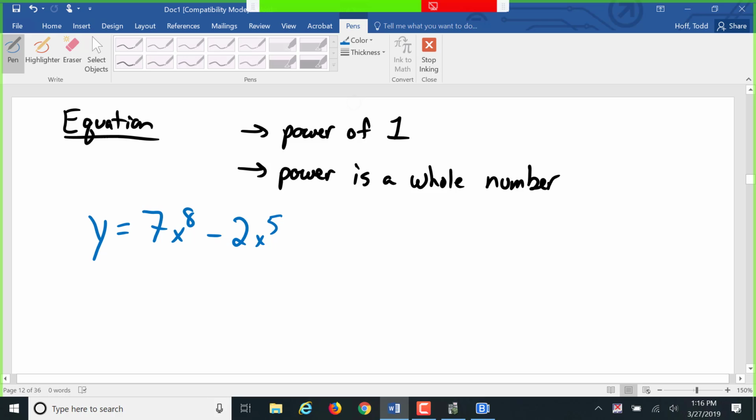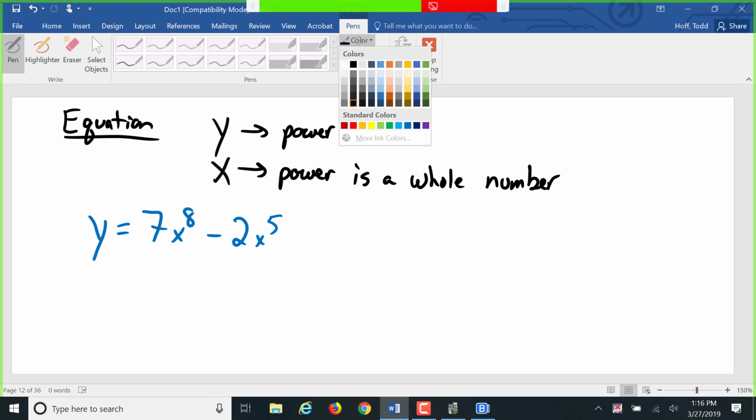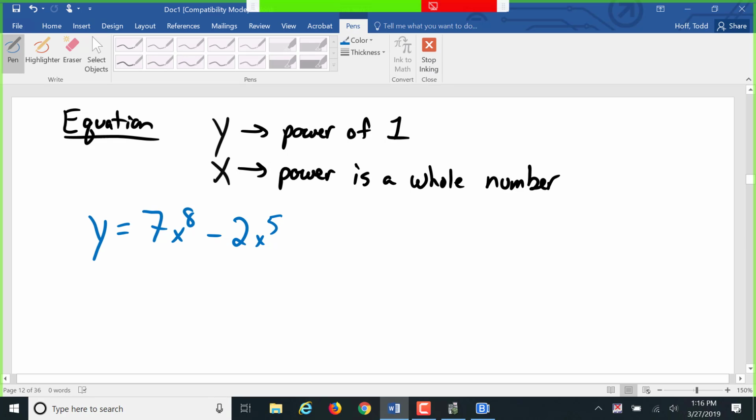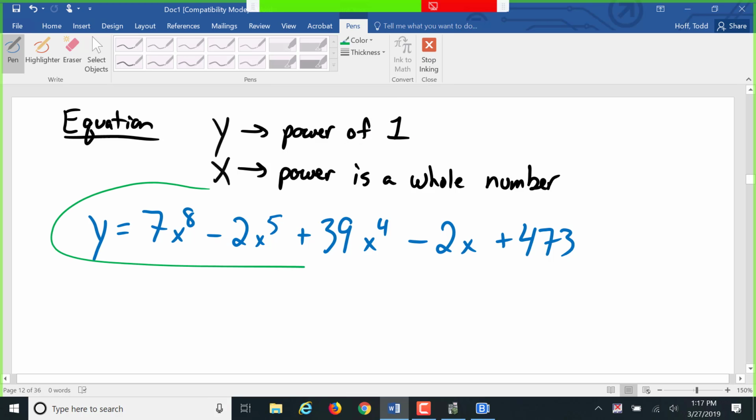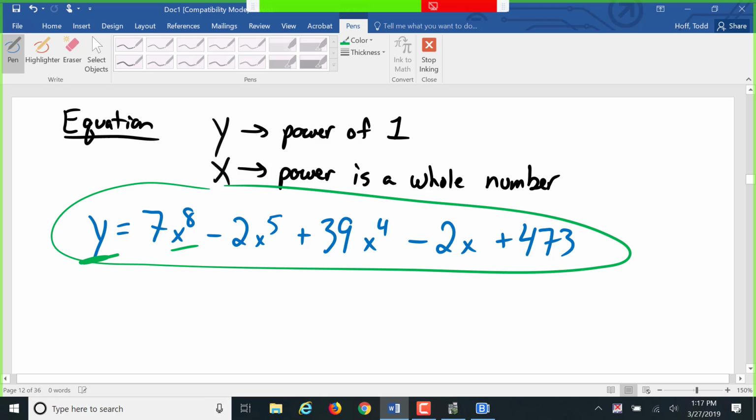It's not x that has a power of 1. It's y that has a power of 1. X has the power of a whole number. I'll pause for you to get a chance to change those. So y equals 7x to the 8th minus 2x to the 5th plus 39x to the 4th minus 2x plus 473. Is that a function? Yes, that is a function. Because y has a power of 1, and all the powers on my x are whole numbers.